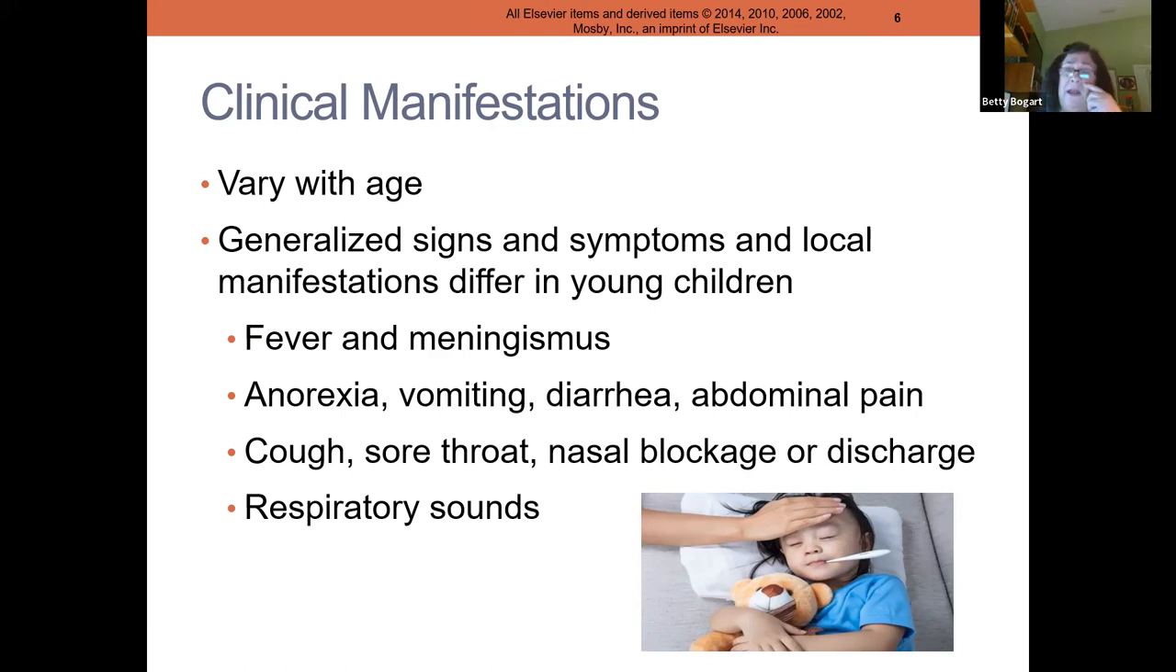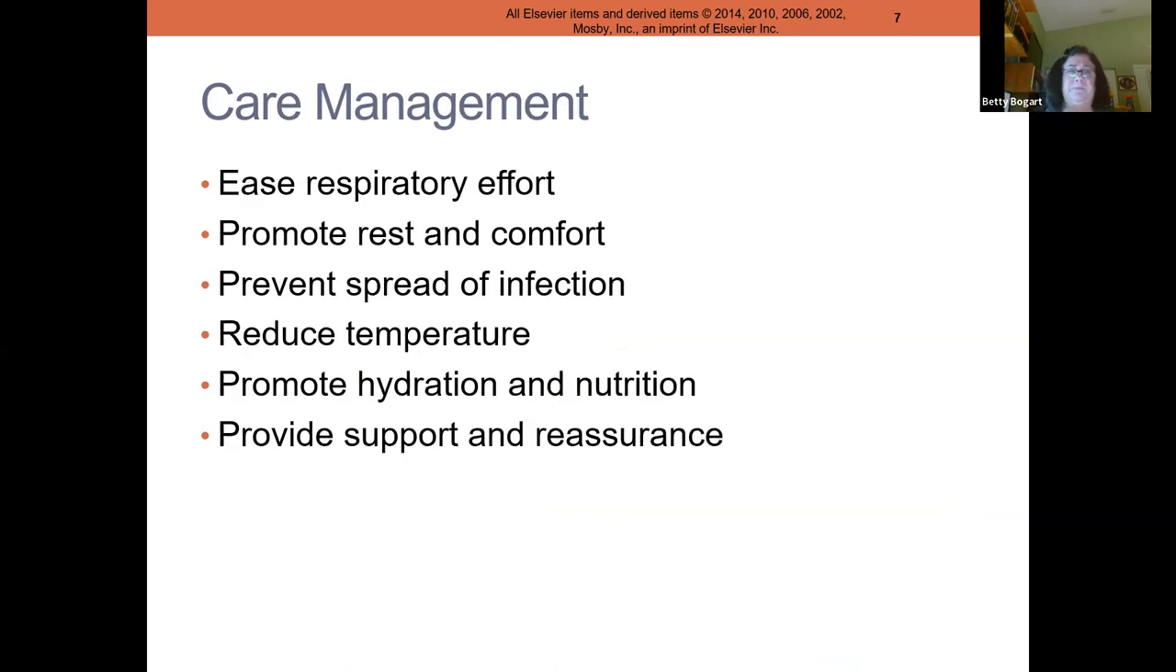They might vomit once. And remember, those breath sounds, listen to the lungs, because we have those bronchial sounds, that upper respiratory. They always have mucus. Younger children have a hard time clearing it. They can't blow the nose like adults do.